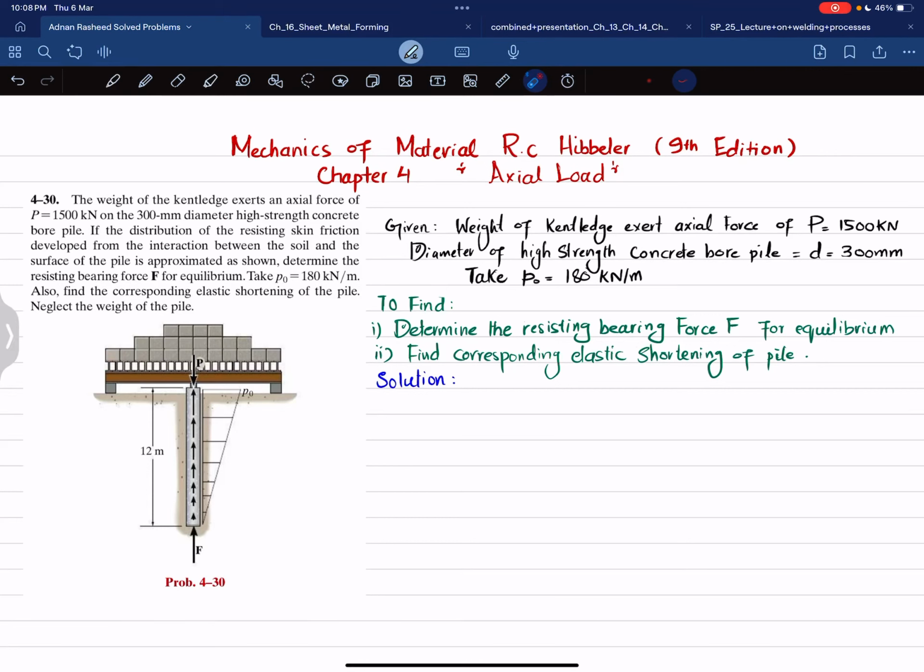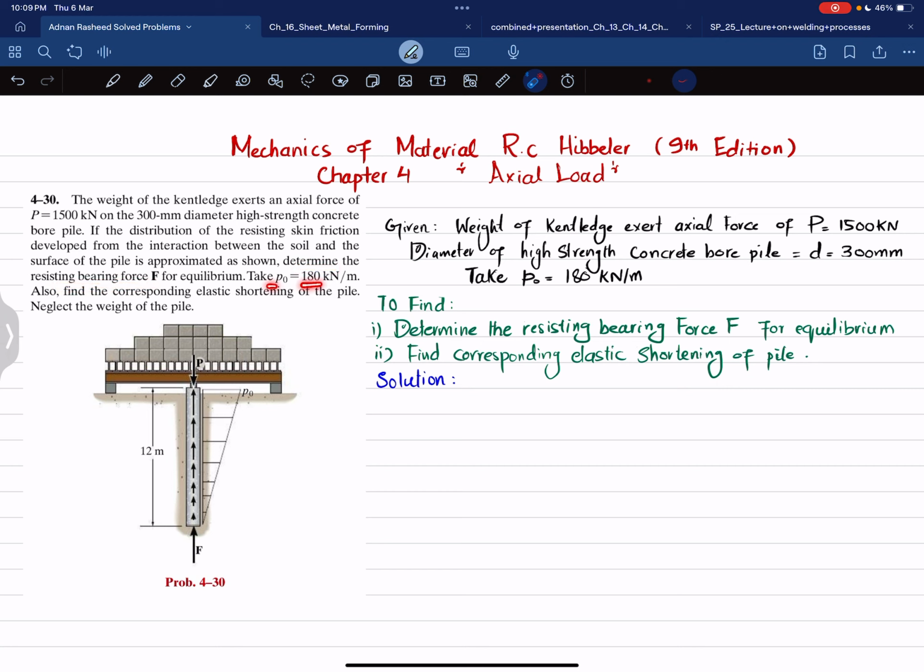Welcome back. In this video, we are going to solve problem 4-30, taken from chapter 4, Axial Load, and the book is Mechanics of Materials by R.C. Hibbeler, 9th edition. The statement is: the weight of kentledge exerts an axial force of 1500 kilonewton on a 300 diameter high strength concrete bore pile. If the distribution of resisting skin friction developed from the interaction between soil and the surface of the pile is approximated as shown, determine the resisting bearing force F for equilibrium.